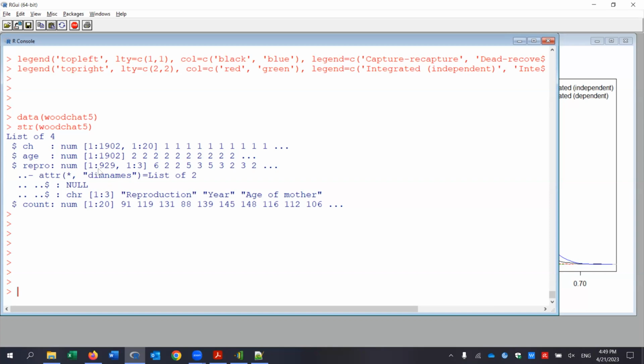Then we have the reproductive data or productivity data from 930 individuals, right? And then we have the counts every year. So in the first year, for example, it was 91 breeding pairs. In the next year, there were 119 breeding pairs. So this is quite a good data set, relatively long and with reasonably large numbers. But as I said, it's a simulated data set.